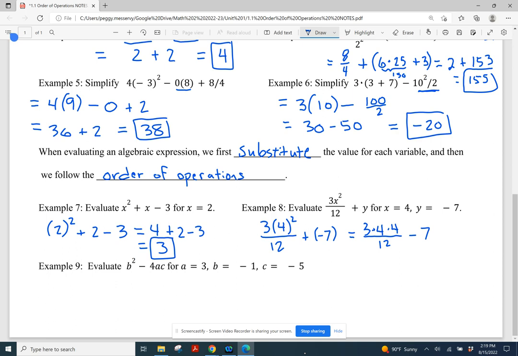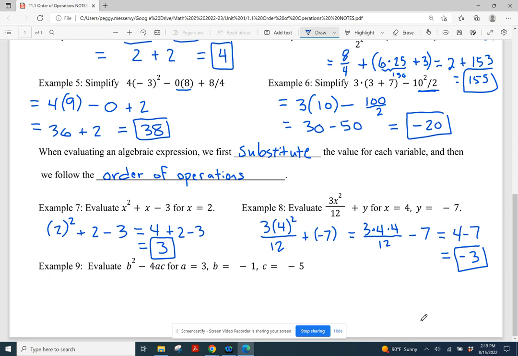Now what I have is a 12 over a 12. So those will actually reduce. Or you can multiply it all out and you get 48 over 12. But 48 divided by 12 is 4. Okay? So it's like reducing fractions. We can take out those common factors. 3 times 4 is 12. We can just reduce that. We get 4 take away 7, which is negative 3. And we're done.